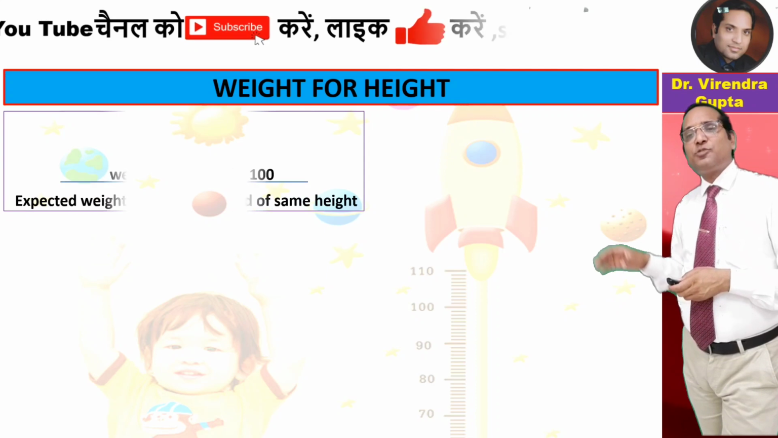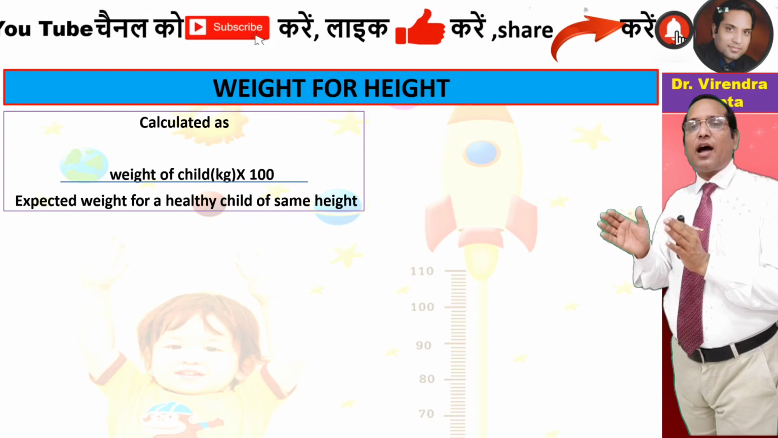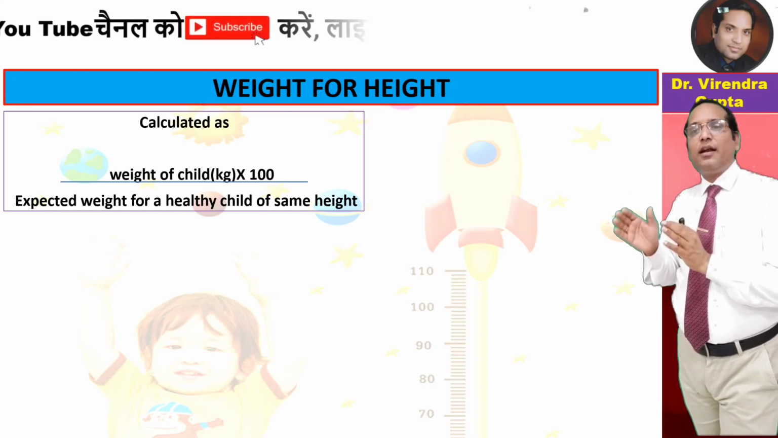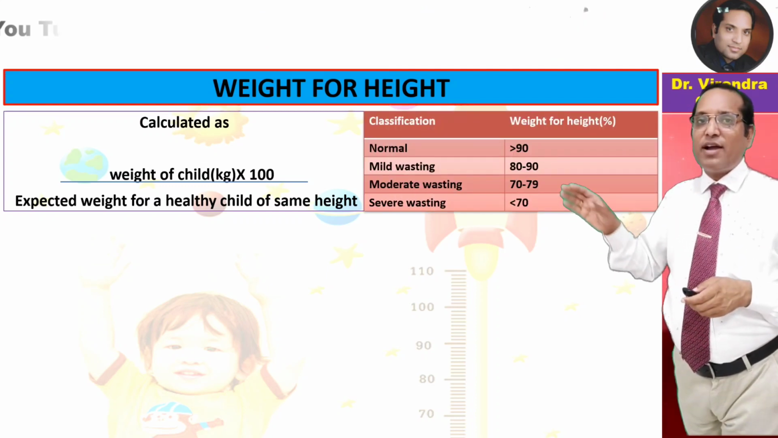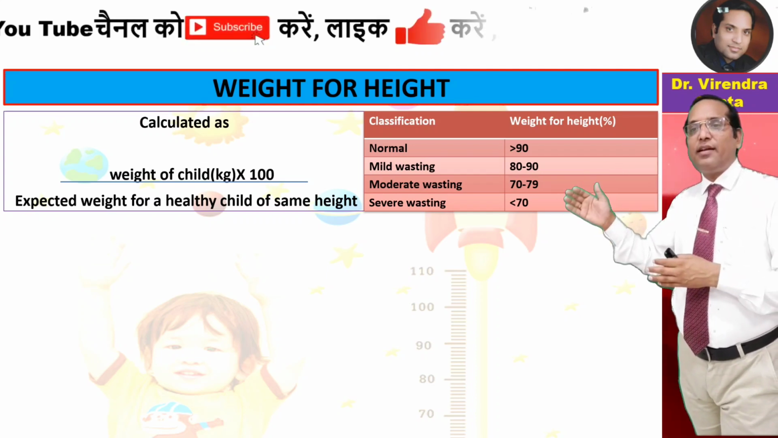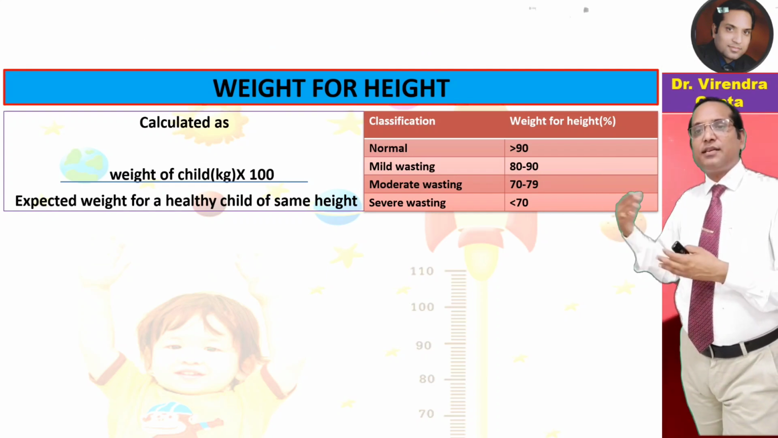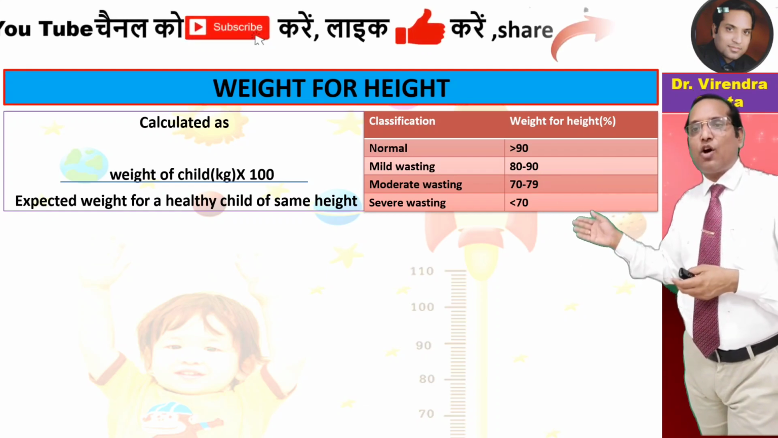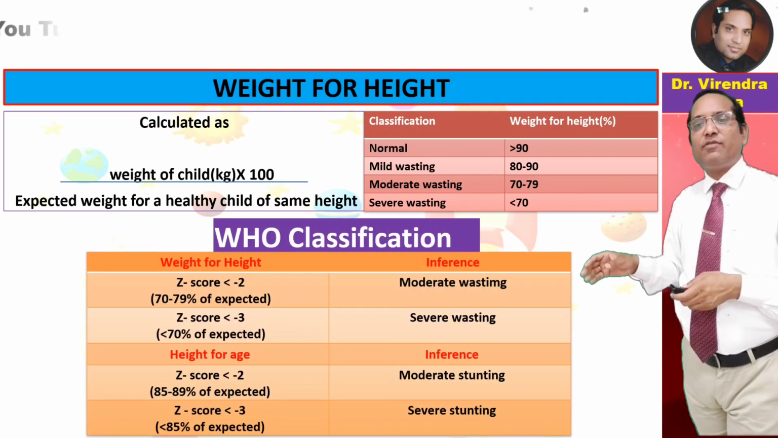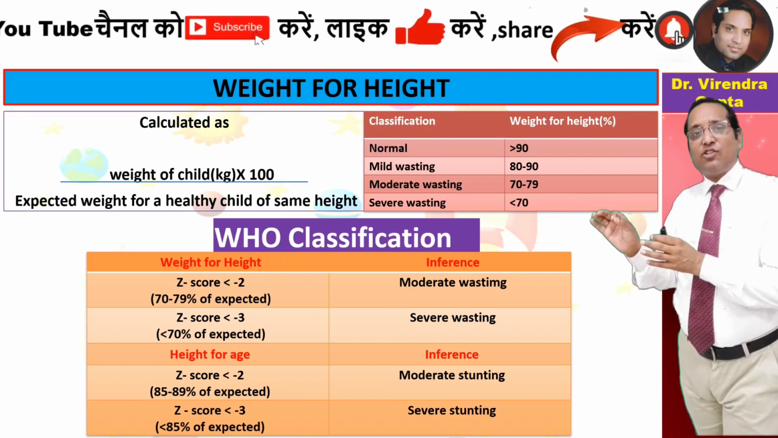So guys, the next parameter is the weight for height, which is calculated as the weight of the child in kilogram divided by the expected weight of a healthy child of the same age, multiplied by 100. So guys, it is classified as normal, which is more than 90% of the weight for height, and mild wasting is 80 to 90% of the normal, and moderate is 70 to 79%, and severe is less than 70%.